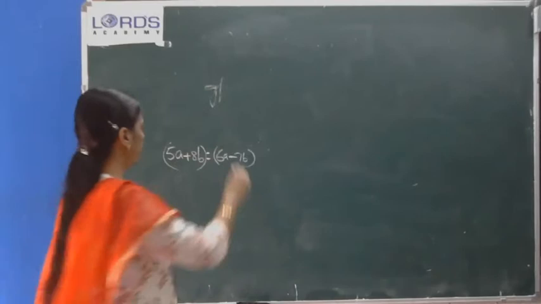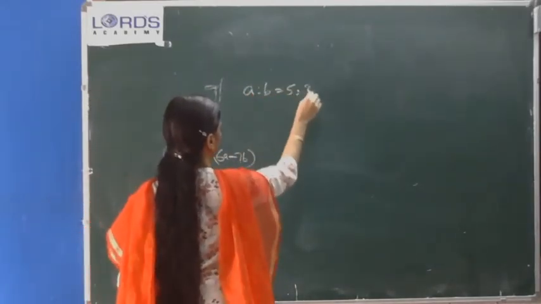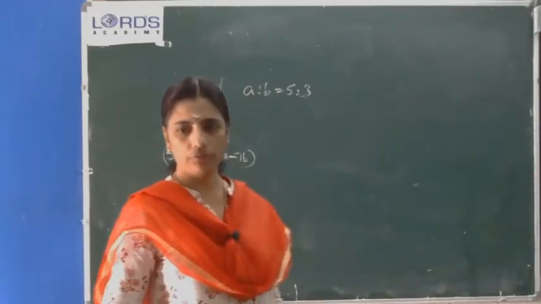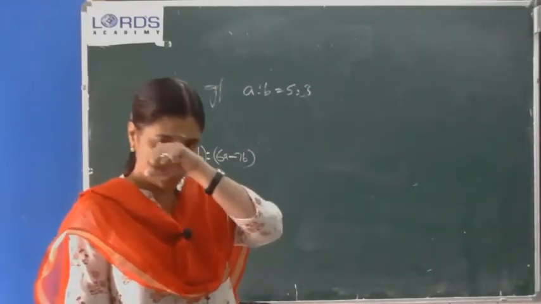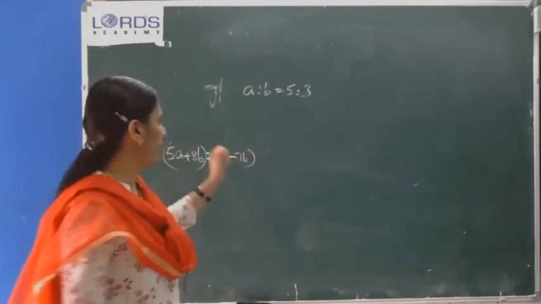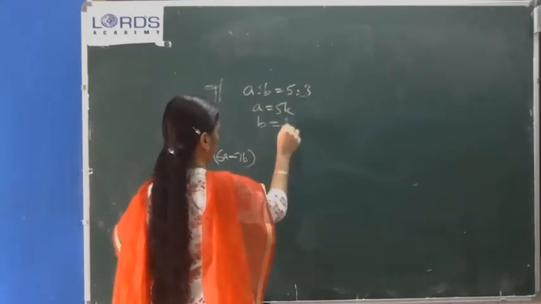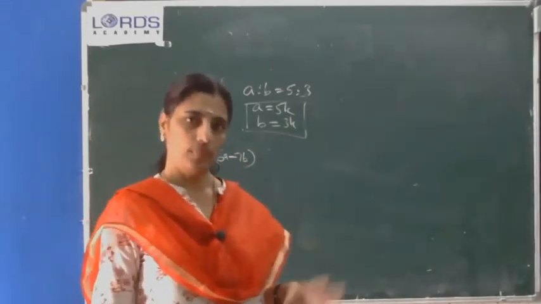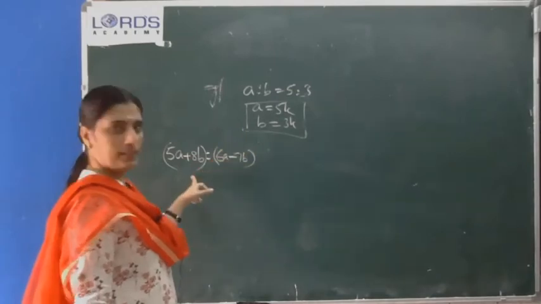If a is to b is equal to 5 is to 3, find 5a plus 8b is to 6a minus 7b. Okay, second type. So we will take a is equal to 5k, b equal to 3k. No need to write let. It's correct; it should be a multiple of 5 and 3. Now you will substitute here.